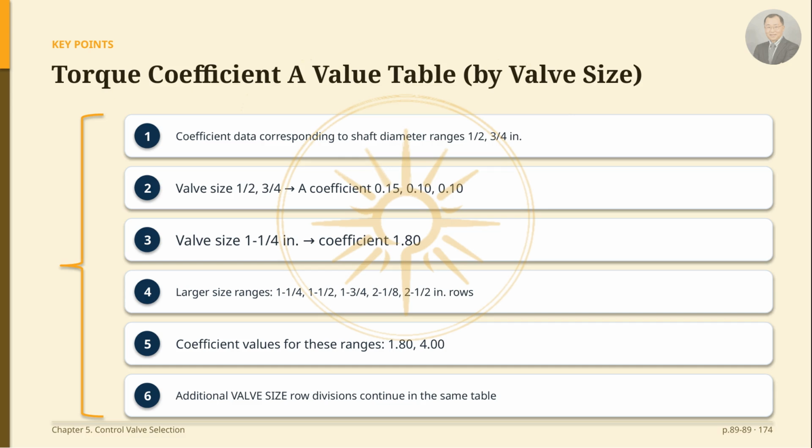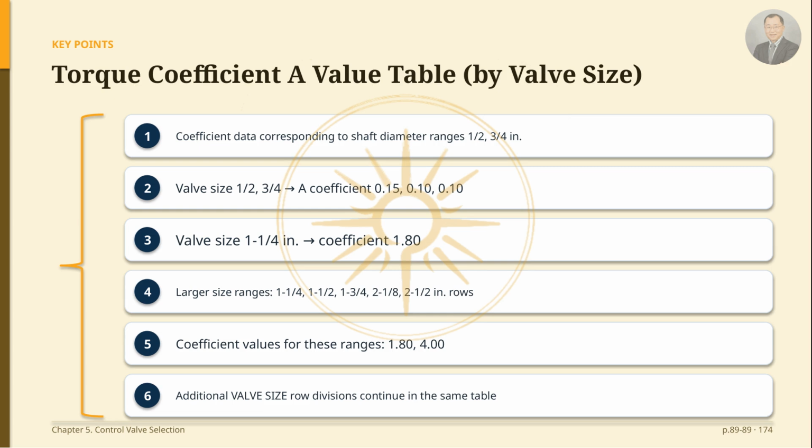This slide introduces the actual numerical table for torque coefficient A. The table lists the values of coefficient A according to the combination of valve size and shaft diameter, based on the sections where the shaft diameter is 1/2 inch and 3/4 inch if the valve size is 1/2 inch and 3/4 inch. The values for coefficient A are presented as 0.15, 0.10, and 0.10. When the valve size is 1¼ inches, the coefficient increases to 1.80.